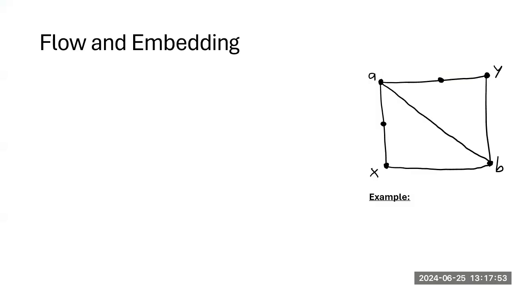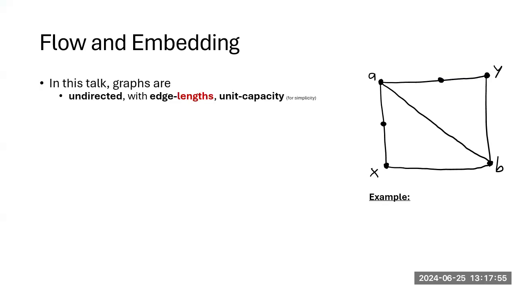So a bunch of basic definitions. Everything in this talk, the graph is undirected. The graph will have edge lengths, and just for simplicity, it has unit capacity. Everything works with capacitated graphs. And there are going to be some edge lengths like this, the red numbers here.